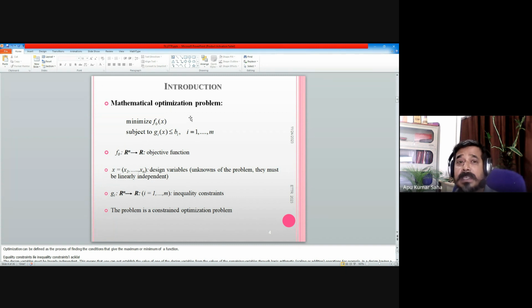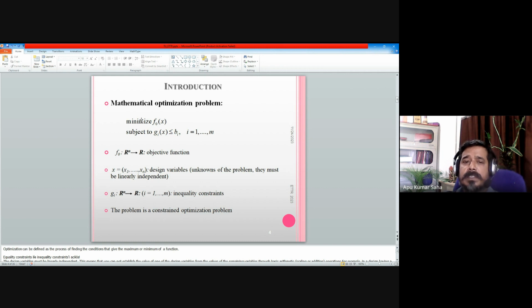Here x may not be a single variable. X generally is a vector of variables. There may be n number of variables: it may be 2, 3, 5, 2000, or 5000. Any number of variables it may be. And for any kind of problem, there will be some constraint. It may be a time constraint, money constraint, manpower constraint, design constraint, area constraint, or volume constraint. One or other constraint will always be there.